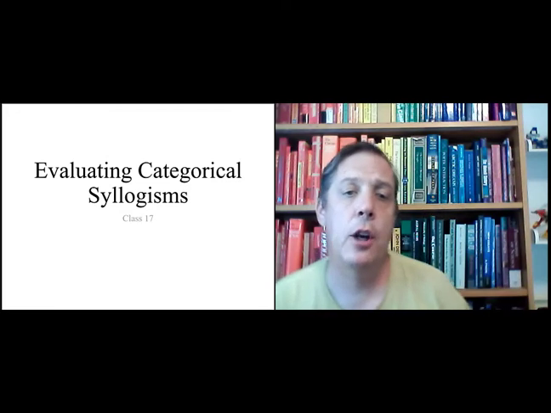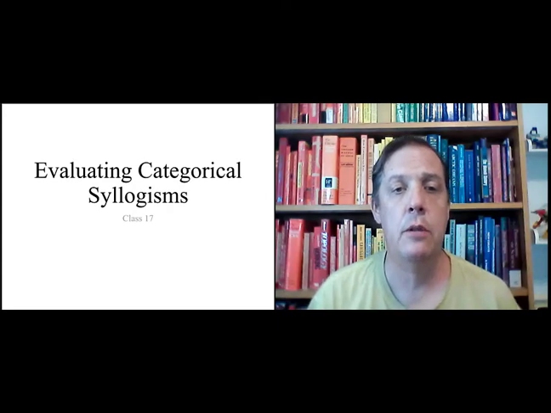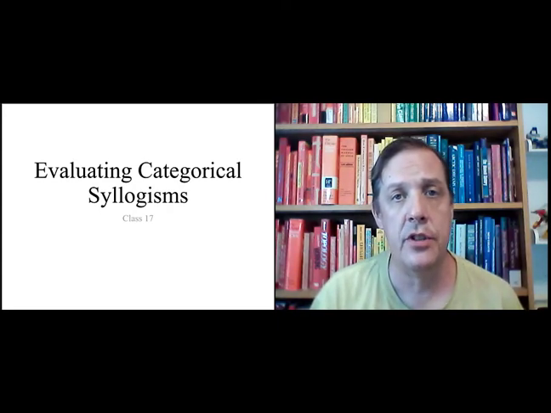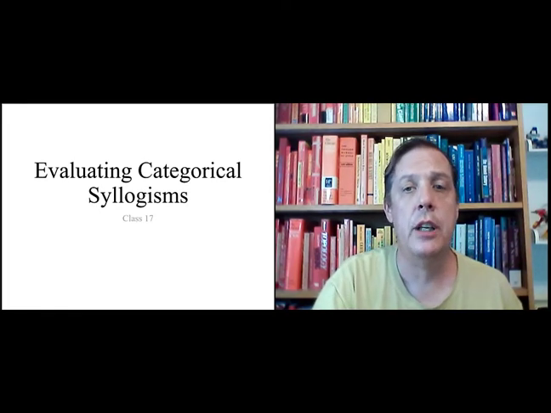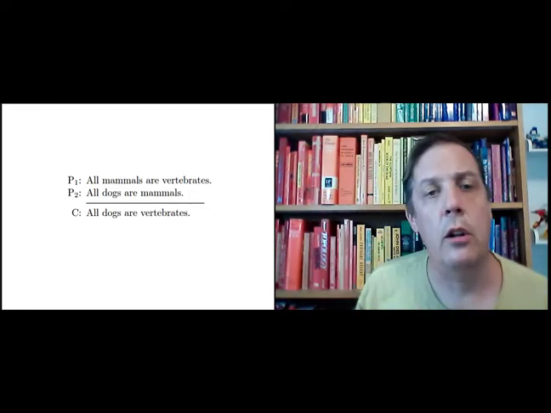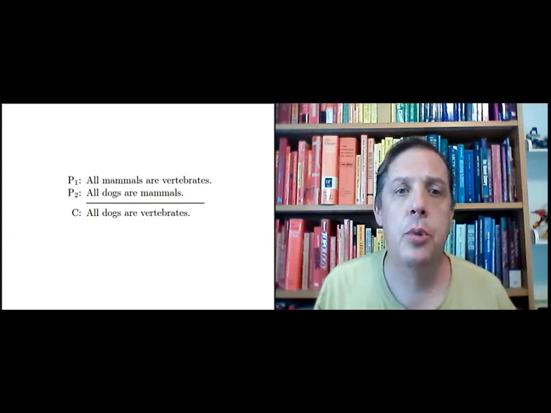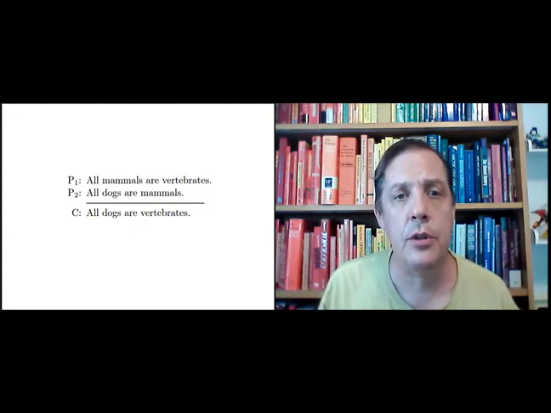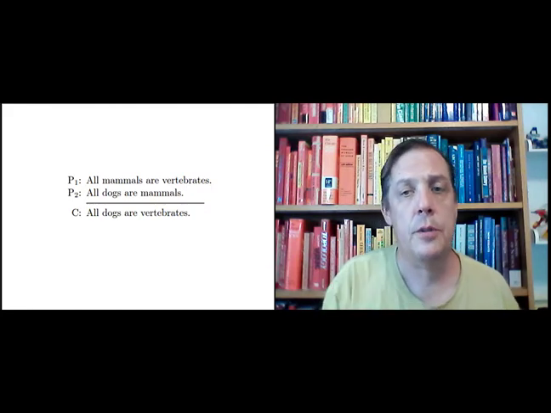Okay, this is the video for class 17, and we will be discussing how to evaluate categorical syllogisms using Venn diagrams. So to begin with, let's look at a standard argument that we've been looking at for a while. Premise 1, all mammals are vertebrates. Premise 2, all dogs are mammals. Conclusion, all dogs are vertebrates.